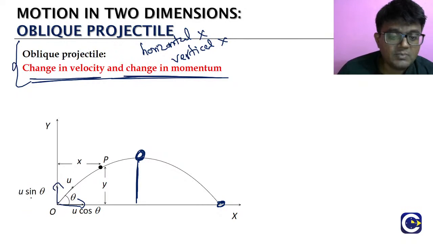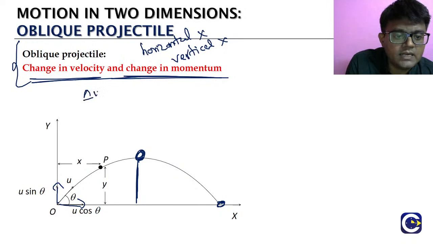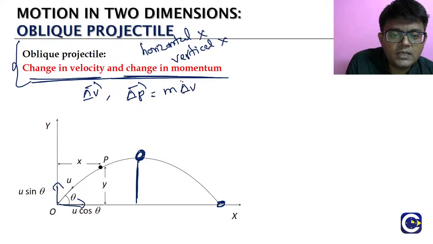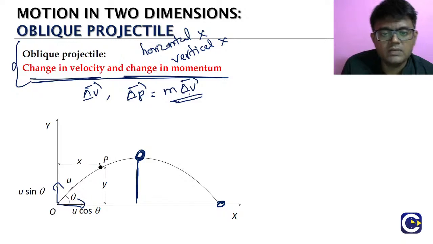What is the change in momentum? For the change in velocity term, we simply multiply by m, that's all. So the change in velocity delta v is obtained, and simply multiplying delta v with the mass, we get the change in momentum.